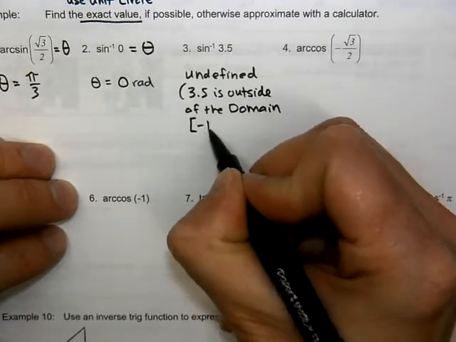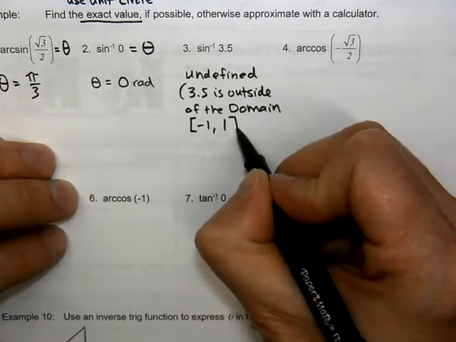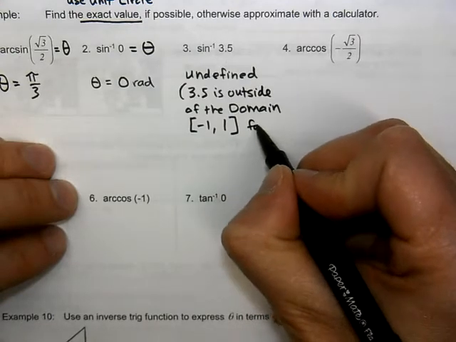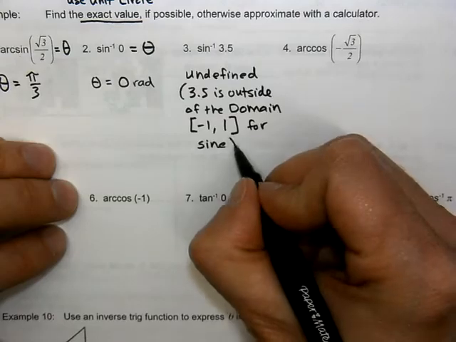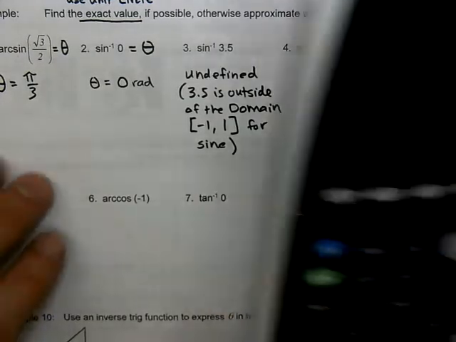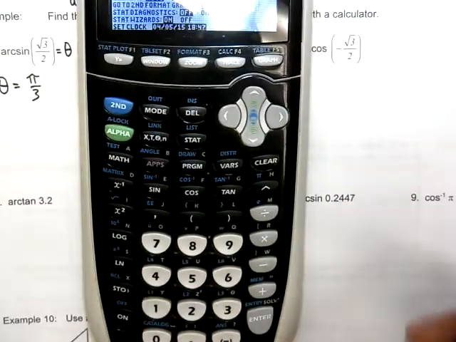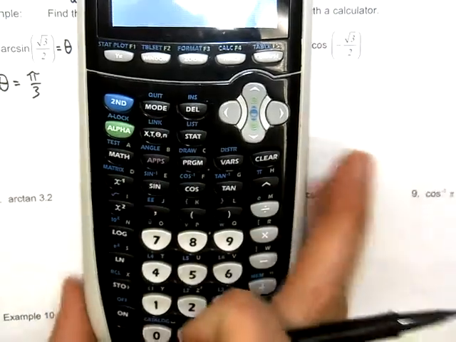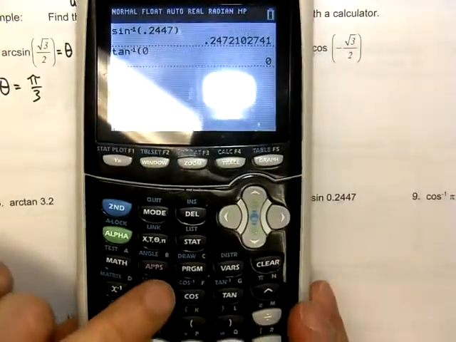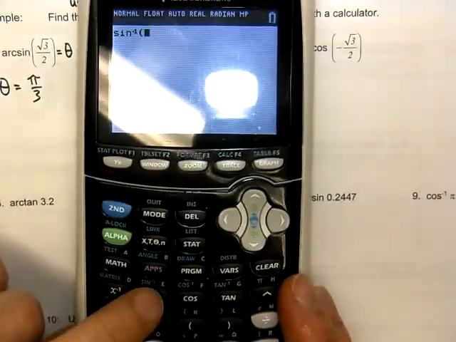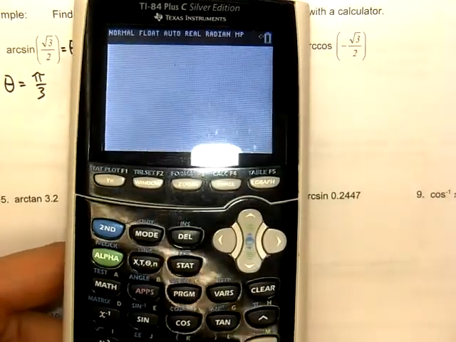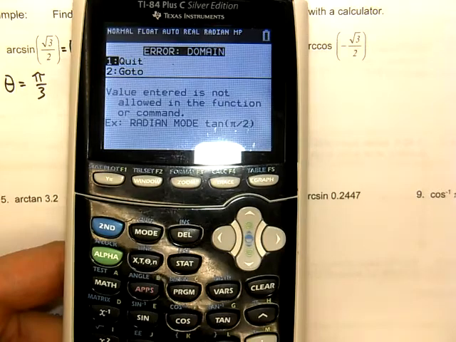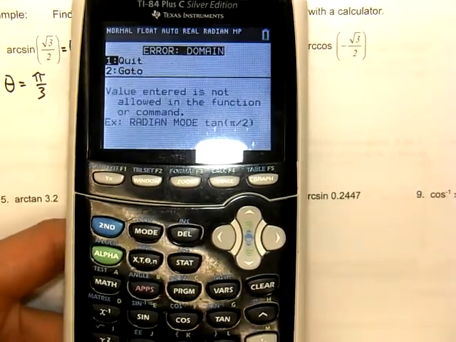Recall that the domain has to be between -1 and +1 for our inverse sine function. And if you don't believe me, let's see what the calculator says. All right, let's see if we can take that inverse sine, there it is, inverse sine of that 3.5. And that gives me an error message, meaning it's outside of the domain.